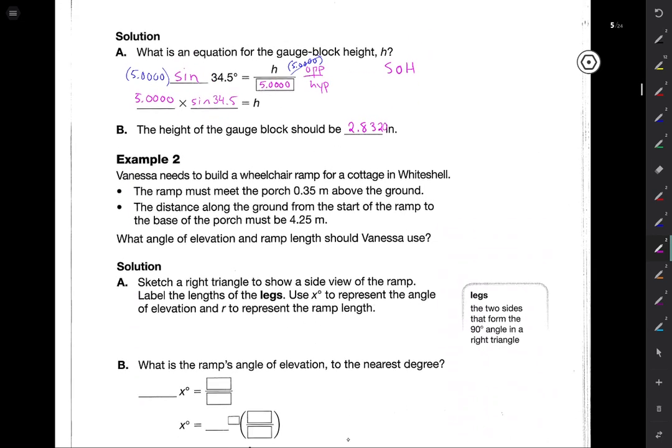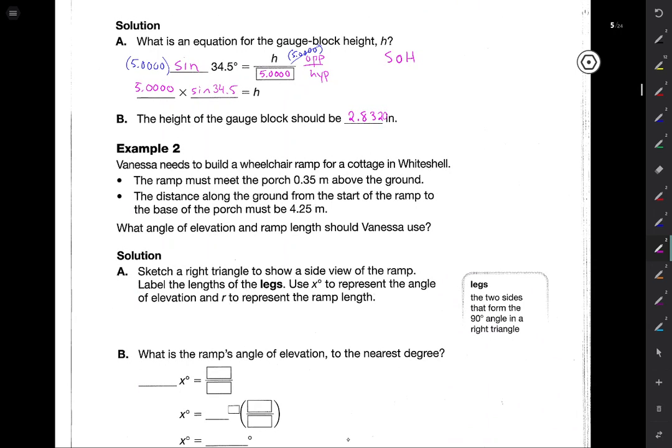In example 2, Vanessa needs to build a wheelchair ramp for a cottage in Whiteshell. The ramp must meet the porch 0.35 meters above the ground. The distance along the ground from the start of the ramp to the base of the porch must be 4.25 meters. What angle of elevation and ramp length should Vanessa use?